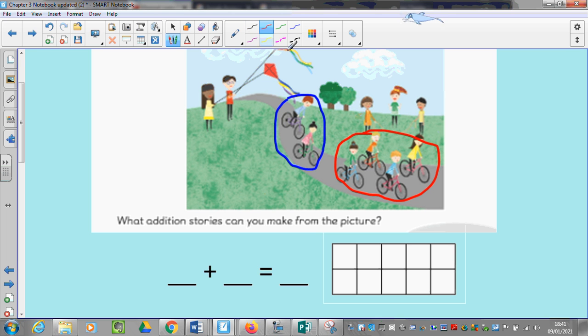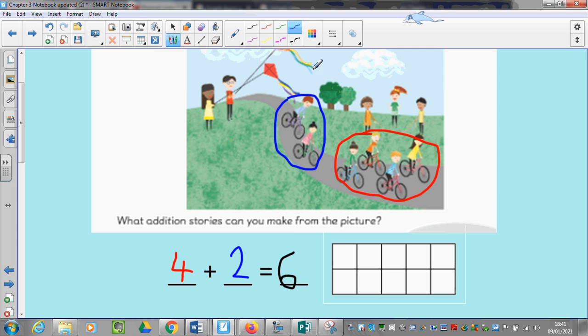So I'm going to show my 4 children here who were originally riding their bikes, and I'm going to put them on my number sentence to start off with. Now I can see that there are 2 riding behind, so I'm going to put that into my number sentence. Then I can count on from my 4, don't need to count 1, 2, 3, that's just wasting my time, 4, 5, 6. So I know that there are 6 children all together.